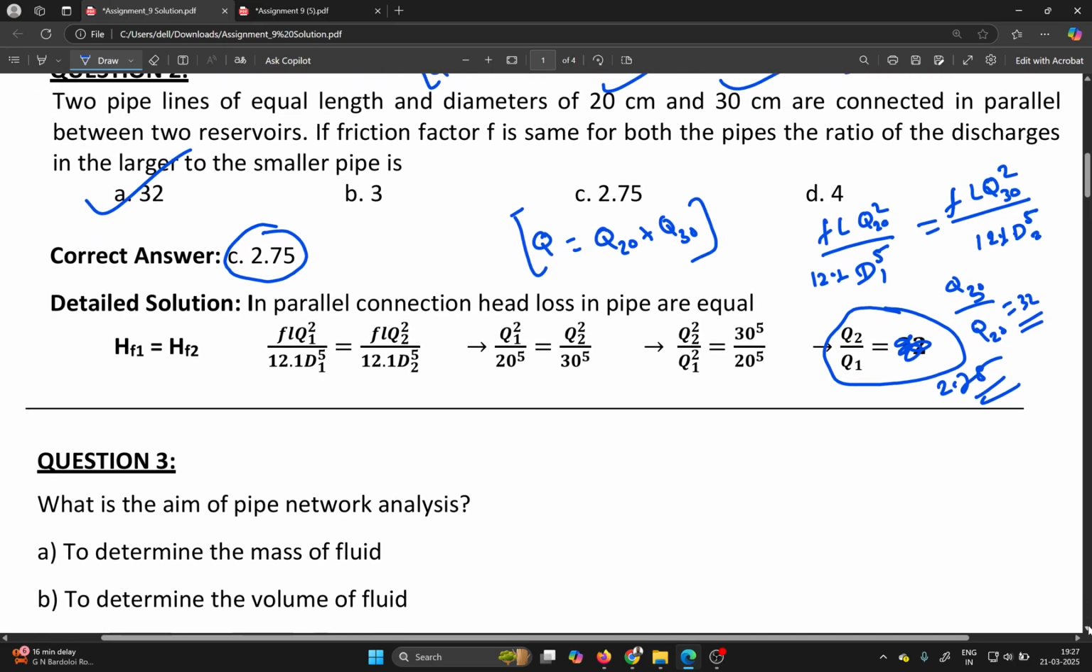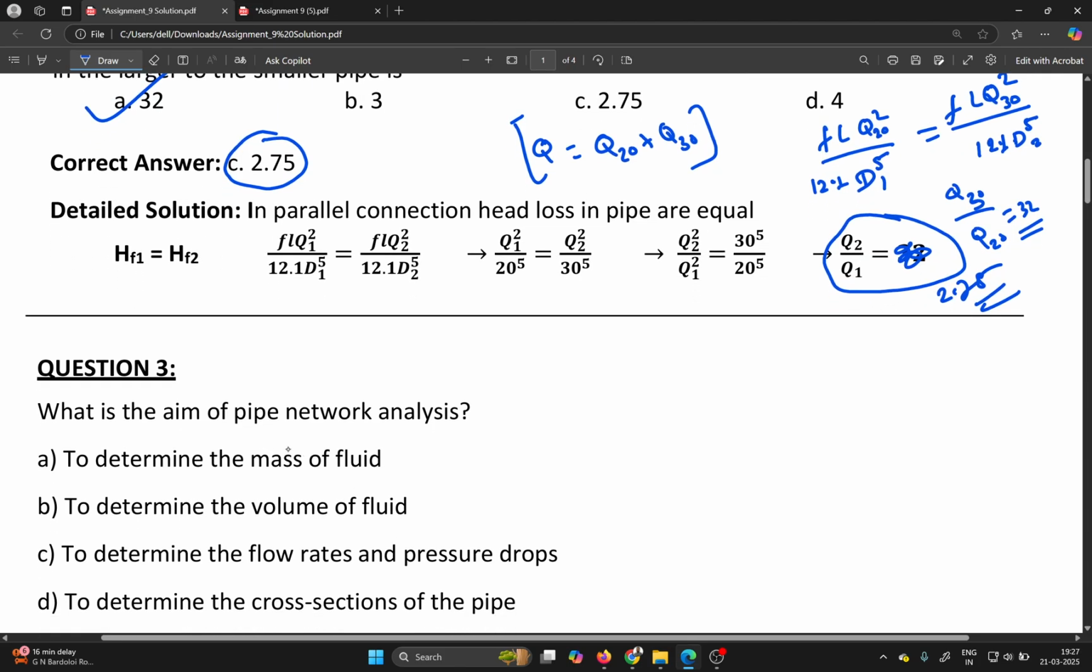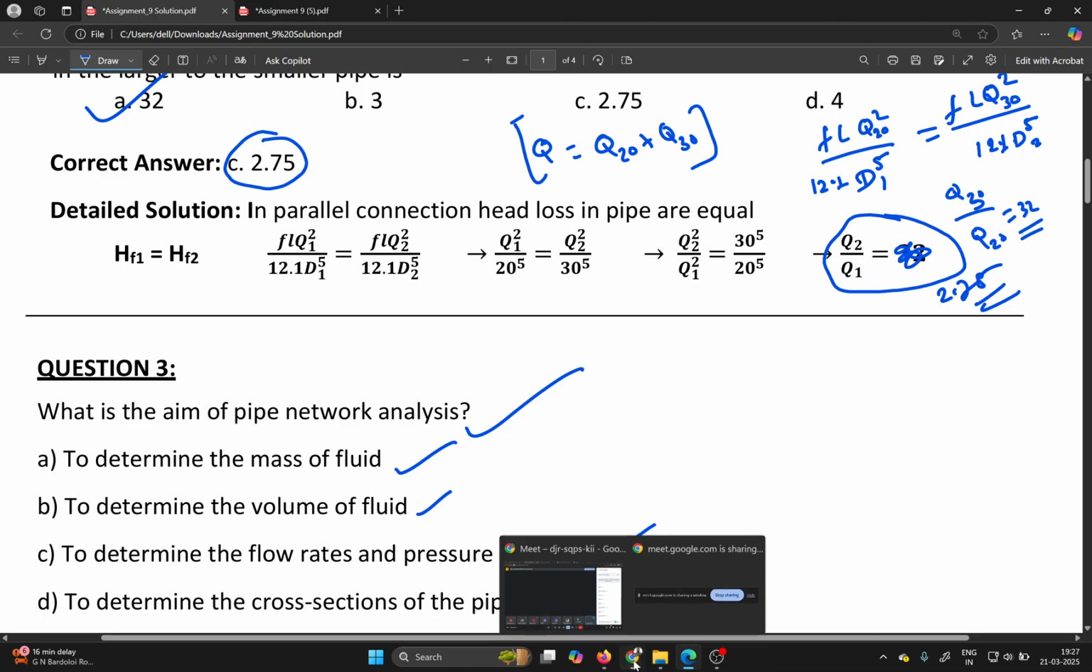Question number 3. What is the aim of pipe network analysis? To determine the mass of the fluid, to determine the volume of fluid, to determine the flow rate and pressure drop, to determine the cross section of the pipe. Which option will be correct? A, B, C, D for question number 3. Everyone please try to participate.